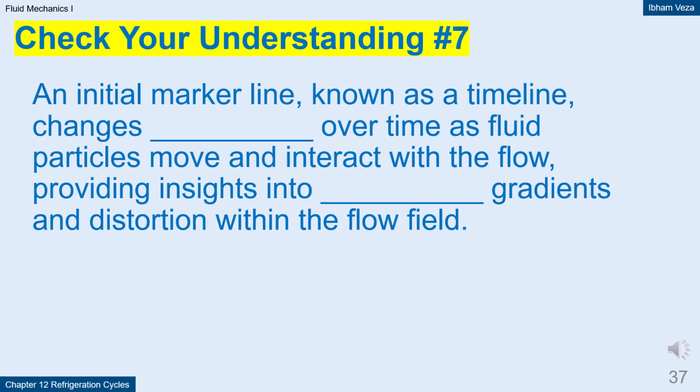Check your understanding. Question number 7. An initial marker line, known as a timeline, changes shape over time as fluid particles move and interact with the flow, providing insights into velocity gradients and distortion within the flow field.